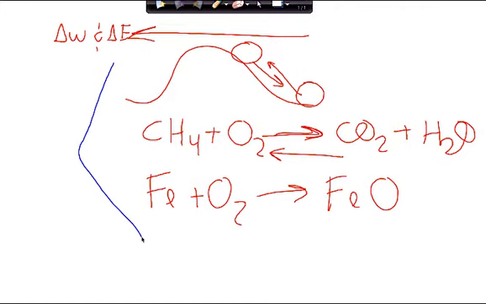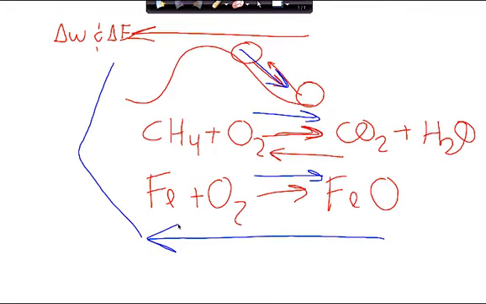So what they have is what we call a spontaneous direction. This is the direction that they all go on their own. So they have a spontaneous direction, and then they all have a non-spontaneous direction. It doesn't mean they can't go that way. It just means they don't go that way on their own. Do you get the idea?